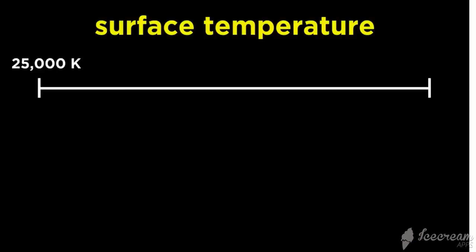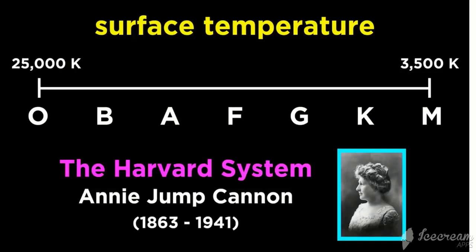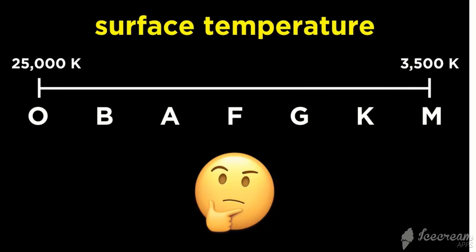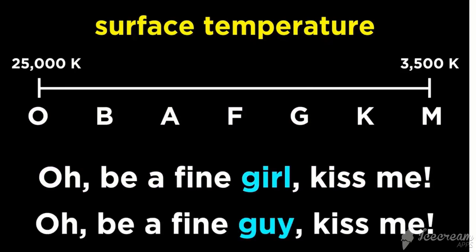So from hottest at around 25,000 Kelvin to coolest at around 3,500 Kelvin, we now have O, B, A, F, G, K, and M stars, a classification system called the Harvard system, which was developed by early astronomer Annie Jump Cannon. This sequence of letters is rather unintuitive, but to remember the order, we can use the following mnemonic. Oh, be a fine girl, kiss me. Feel free to replace girl with guy, depending on your persuasion.